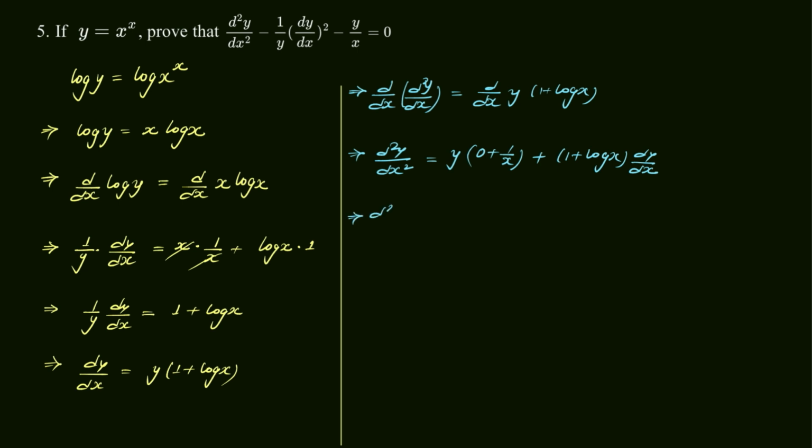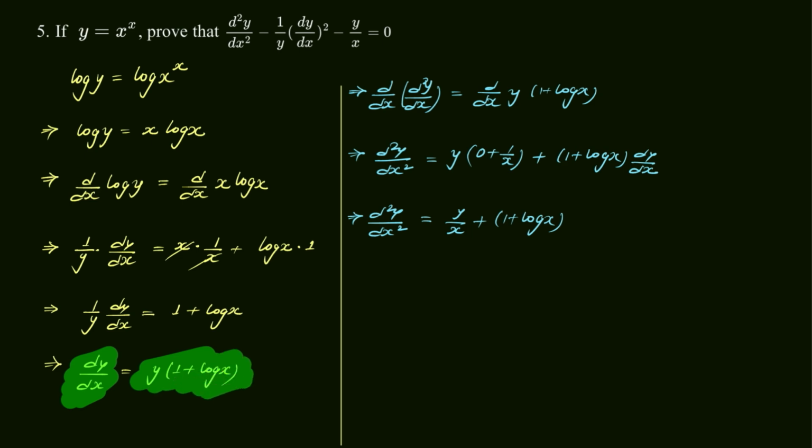So that means d²y/dx² will be equal to y/x plus (1 plus log x) into dy/dx, and since we have got the value of dy/dx as y into (1 plus log x), we will put the value here. So it will be into y into (1 plus log x). So the value of d²y/dx² is y/x plus y into (1 plus log x) whole squared.